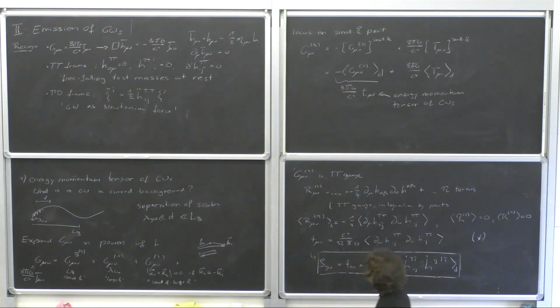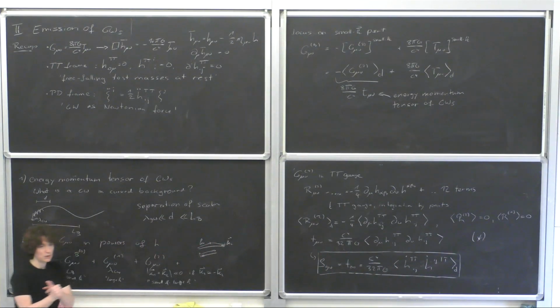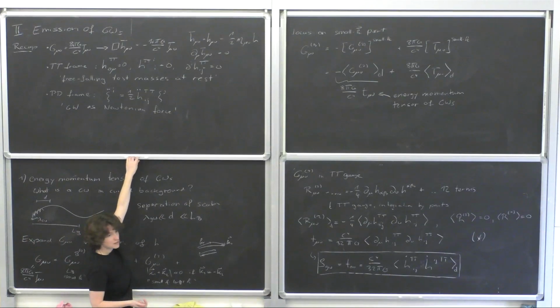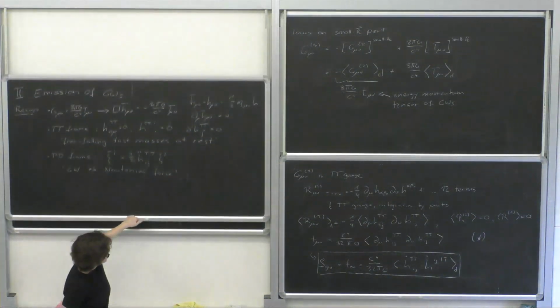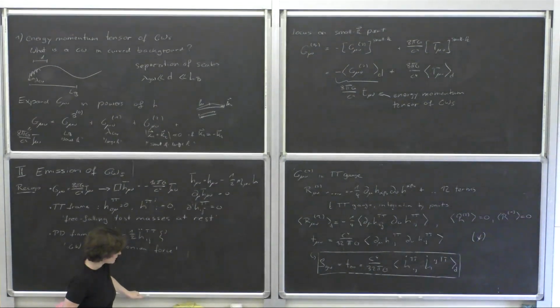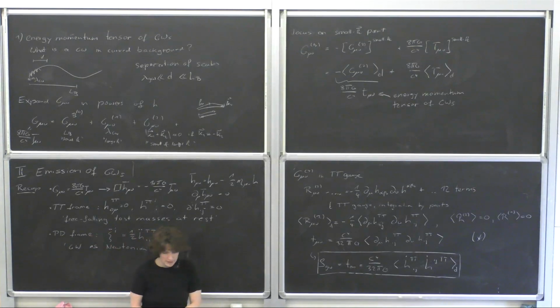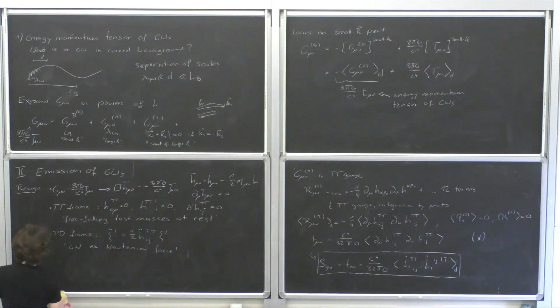So now we're finally ready to talk about how we actually source gravitational waves. We've understood what gravitational waves are, how they propagate, and what the energy momentum tensor is. Now we still need to discuss how to source them. And once we've discussed that, we have all the basics to actually talk about cosmological sources.